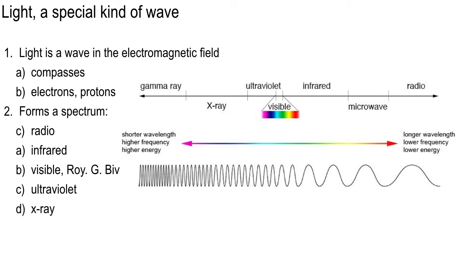So this is from, in order, and it should be radio is A. Whoa, look at that. I have C, A, B, C, D. Dr. B, I was caught napping. Anyways, A, radio should be A, infrared B, visible C, and on down. That's the order of longest wavelength to shortest wavelength.